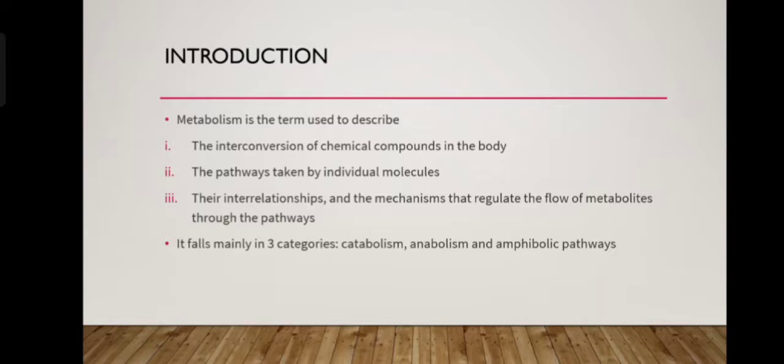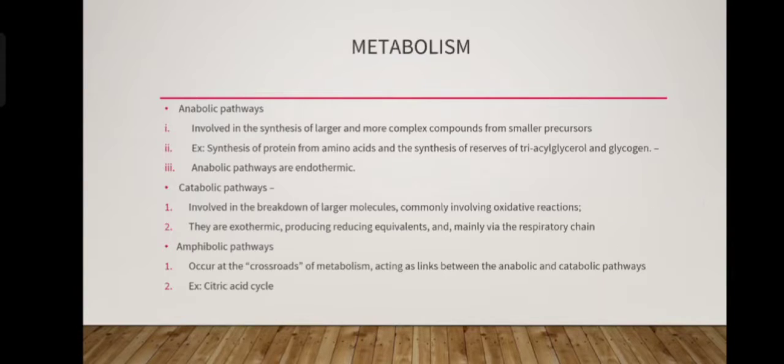It can be categorized in three different ways. First is catabolism, second is anabolism, and third is the amphibolic pathway. So let's talk more about these different categories. Anabolic pathways are involved in the synthesis of large and more complex compounds from smaller residues, for example, the synthesis of protein from amino acids, and they are endothermic.